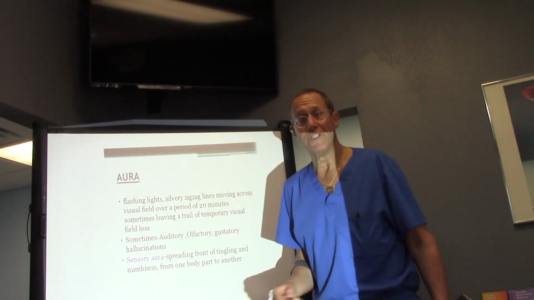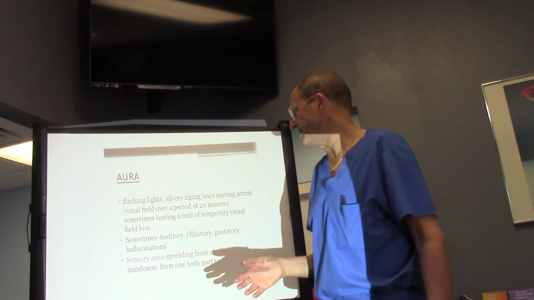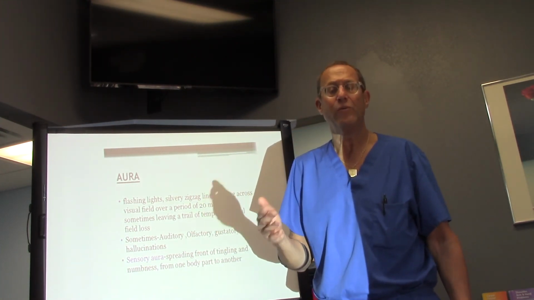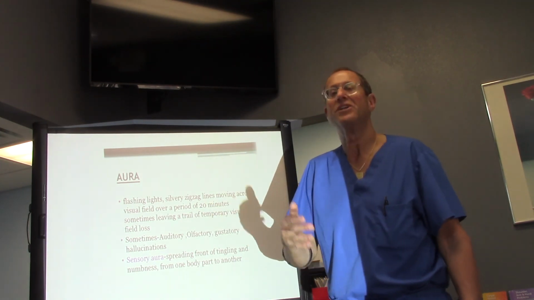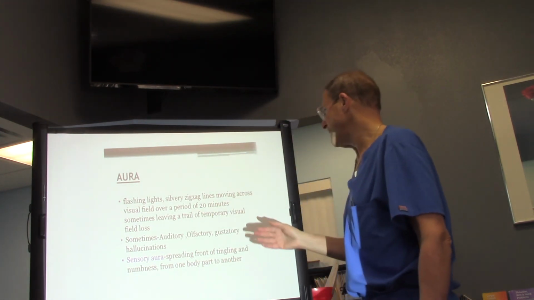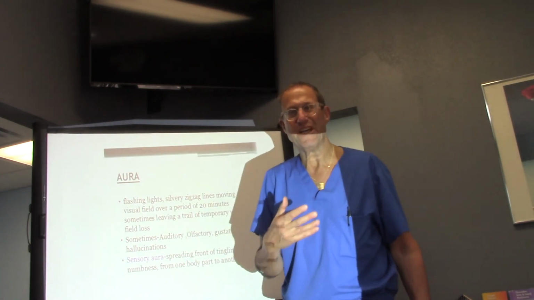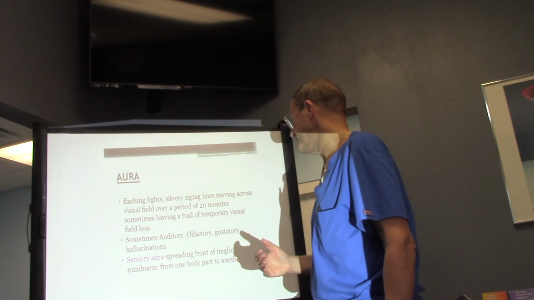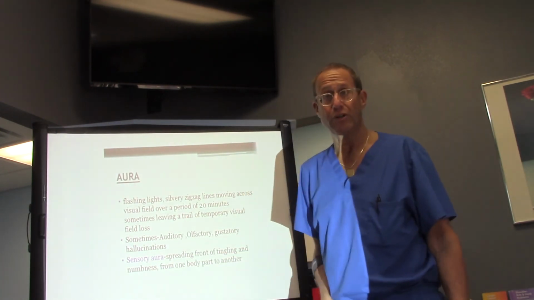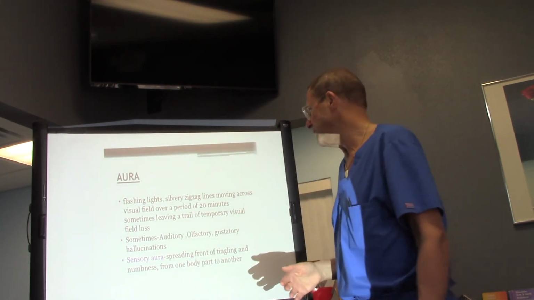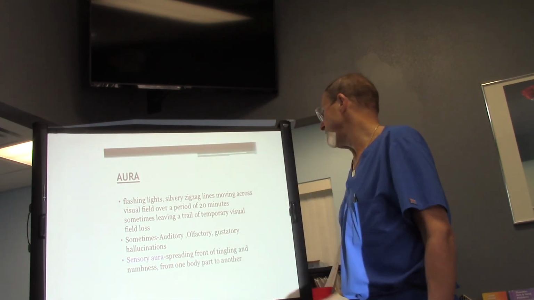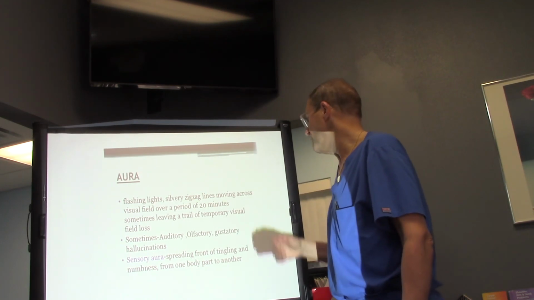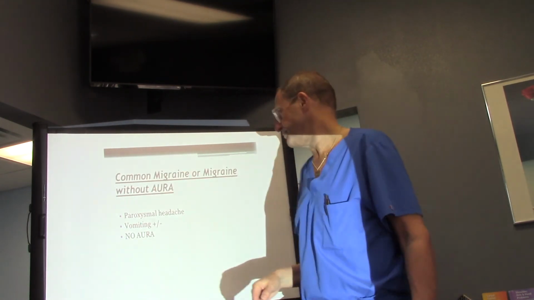Sometimes it's auditory. You'll hear sounds before you get the headache. Olfactory, you'll get a weird smell, and you know that when you smell that, whatever smell it is, you will get the headache. Gustatory, taste, you'll get some type of a taste, a metallic taste in your mouth, and then you know that it is coming. And hallucinations, you actually start hallucinating in some people. It's rare, but it does happen. Sensory auras, spreading from the front, tingling and numbness from one body part to another.